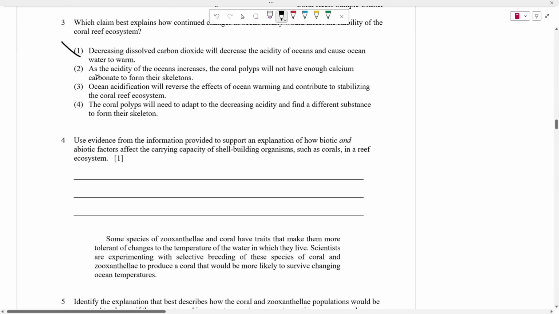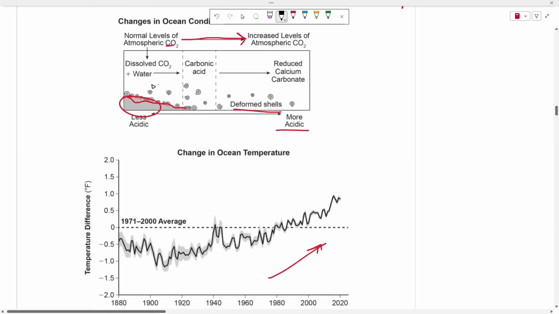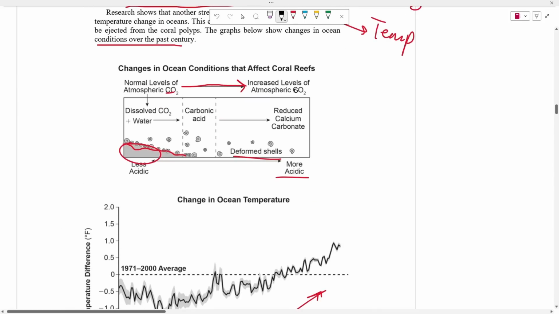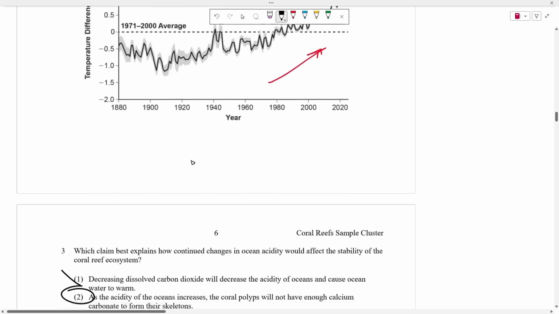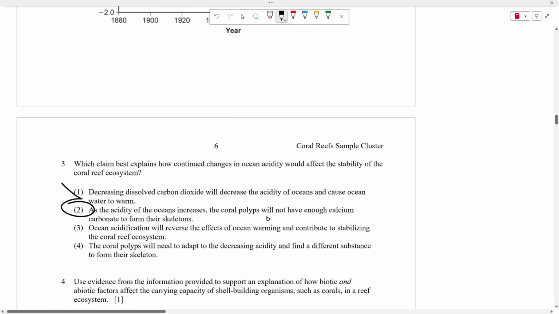All right, number 2 says, as the acidity of the ocean increases, the coral polyps will not have enough calcium carbonate to form their skeletons. This is going to be the correct answer because it follows exactly what this diagram says and exactly what I said, right? As the acidity increases, you have less calcium carbonate available, and, well, what do we make shells out of? We make shells out of calcium carbonate. So if there's less calcium carbonate, there's less shells for the polyps to use.